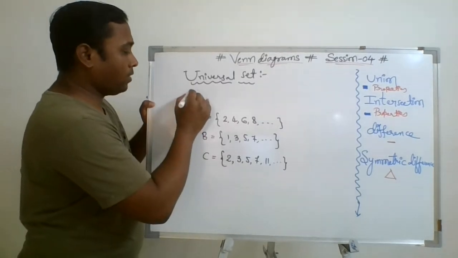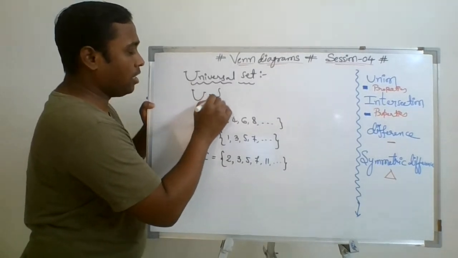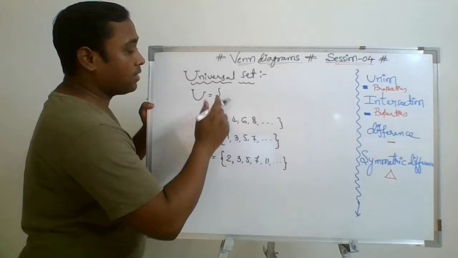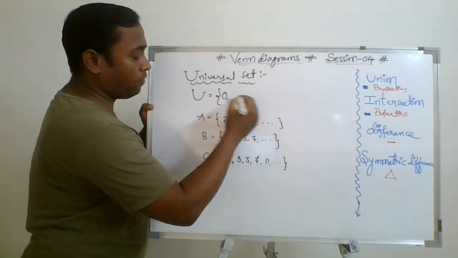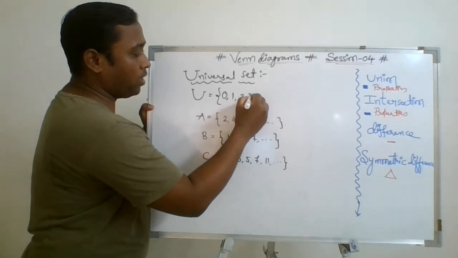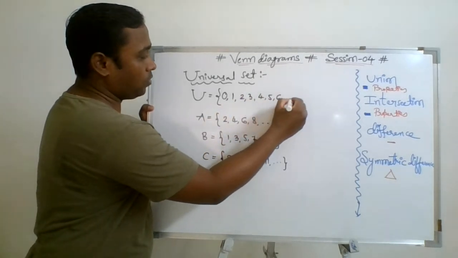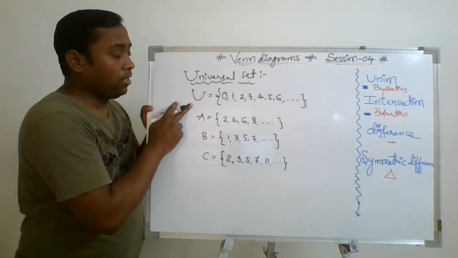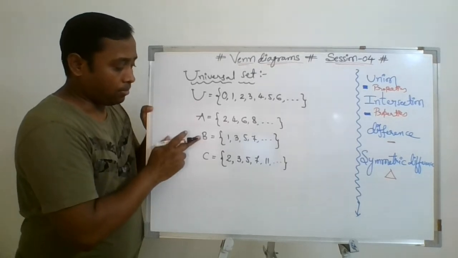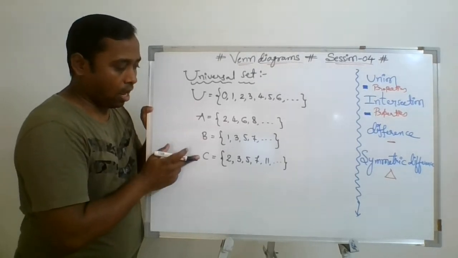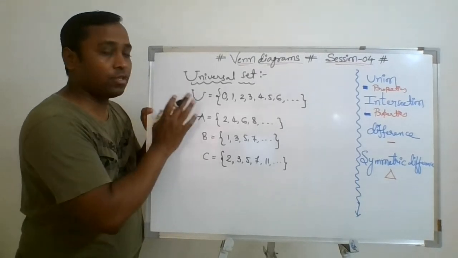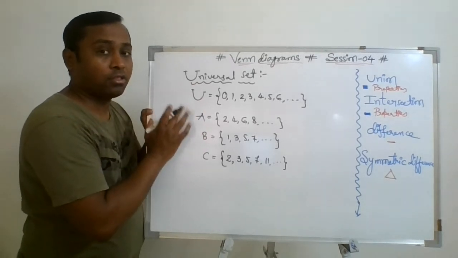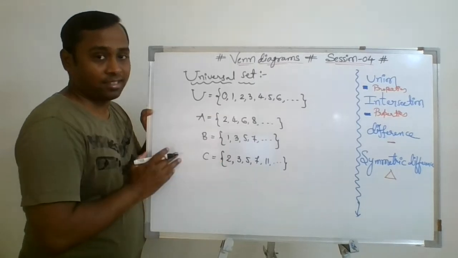Now I am introducing a set which will be the universal set for all these three sets: the set of whole numbers. The set of natural numbers can also be, right? 1, 2, 3, 4, 5. Now you can simply say the set of whole numbers contains set A, set B, set C. All these sets are part of the whole numbers. Hence, the whole number set can be considered as the universal set for all these three sets.